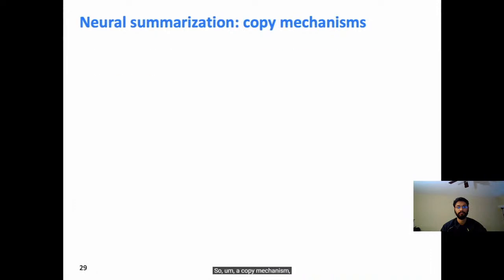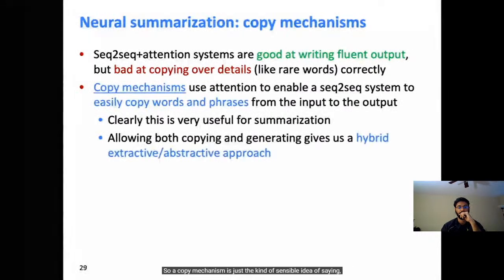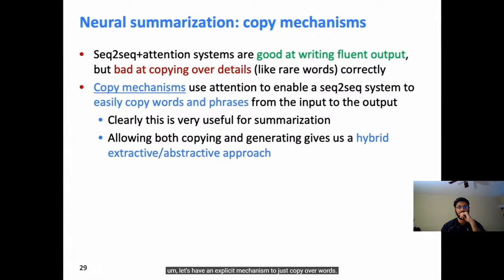So, a copying mechanism, which can exist outside of summarization. The reason why we want this is that basic seq-to-seq with attention is good at writing fluent output, as we know, but pretty bad at copying over details like rare words correctly. So a copy mechanism is the sensible idea of having an explicit mechanism to just copy over words. For example, you could use the attention distribution to select what you're going to copy. If you're allowing both copying over words and generating words in the usual way with your language model, then you've got a hybrid extractive abstractive approach to summarization.